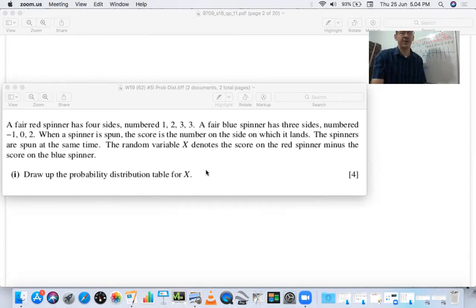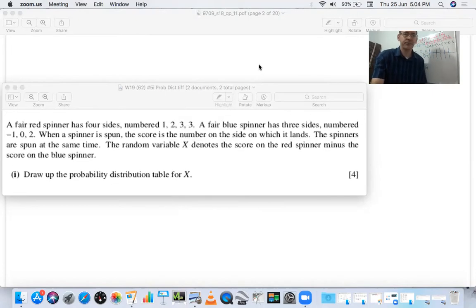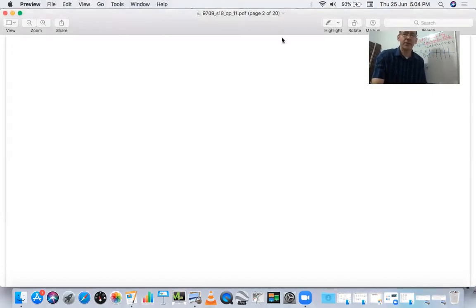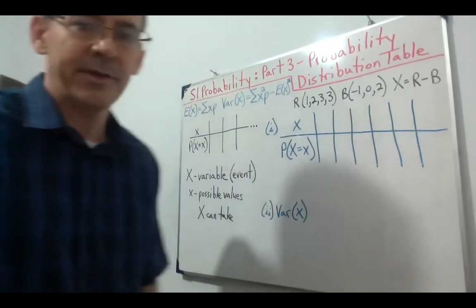So that's going to be our first task. A little bit more challenging than the previous examples. So we'll make our probability distribution table. Then it says find var x, or in other words, find the variance for this particular probability distribution table. Okay, so let's go back to our board here. And I've written the information up here.